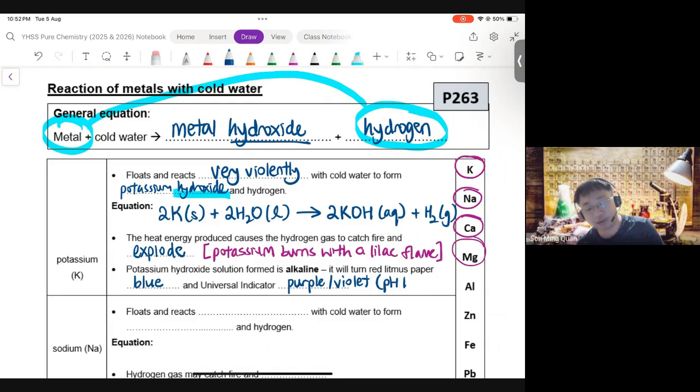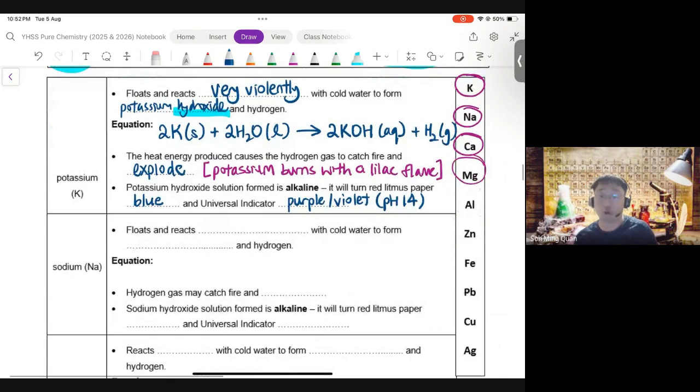Because potassium hydroxide is really alkaline, it's a strong alkali with a pH value of around 14. So at this pH value, universal indicator will turn purple or violet. Okay, and that's for potassium. Now we move to sodium.